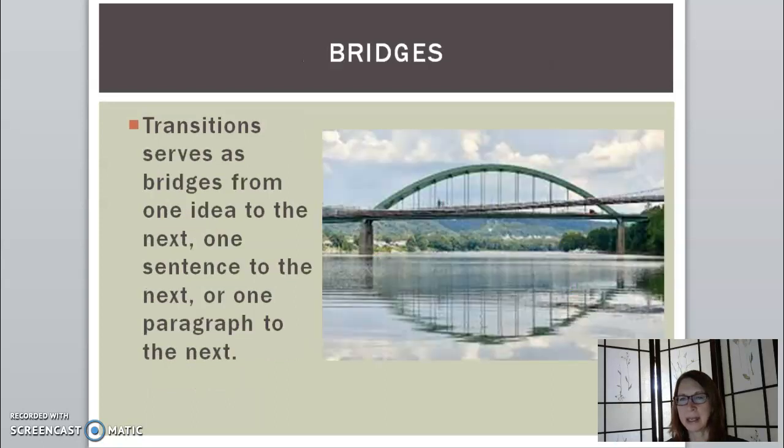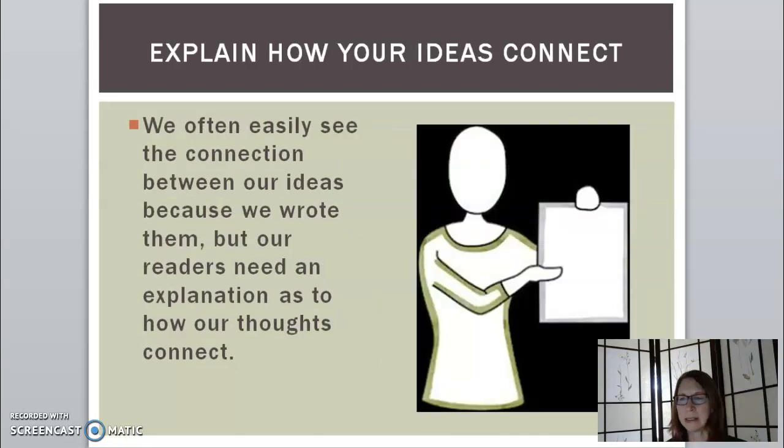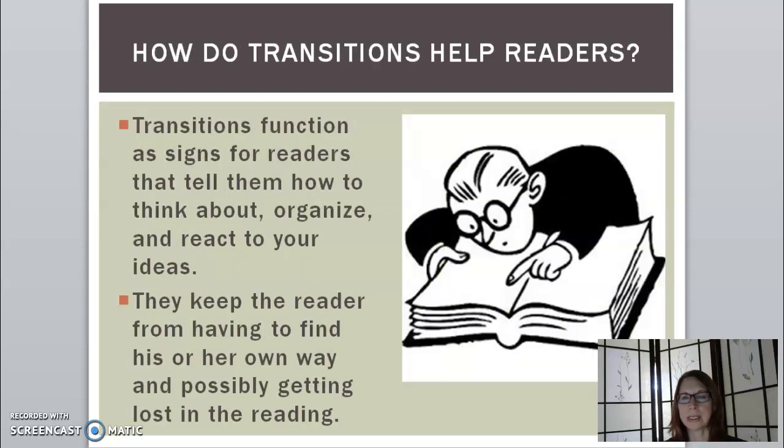In fact, they act as bridges from one idea to the next, one sentence to the next, or one paragraph to the next. And this is important because often when we are writing, we clearly understand how our ideas connect, but readers cannot always figure that out, so it's important that we establish those connections for them. So transitions function as signs for readers that tell them how to think about, organize, and react to your ideas. And they prevent readers from getting lost when they read your writing, and you certainly don't want that.